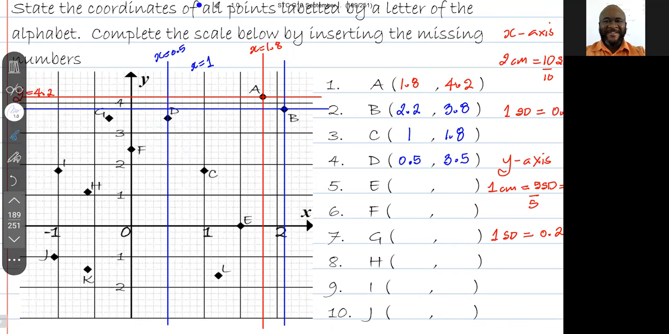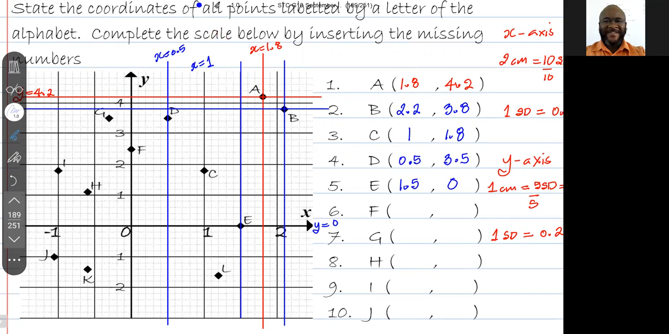A, B, C, D, E. Let's go for E. E is on the vertical line, x is equal to 1.5. Can everybody see that? This is x is equal to 1.5. That's the vertical. And it's on the horizontal line. It's on the x-axis, which is the line y is equal to 0. So it means that E is the point 1.5, 0.